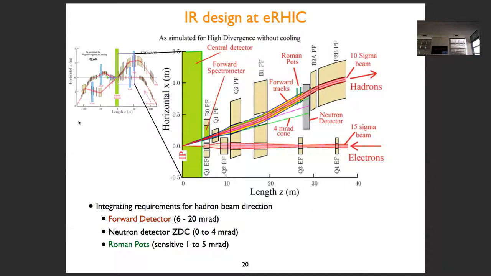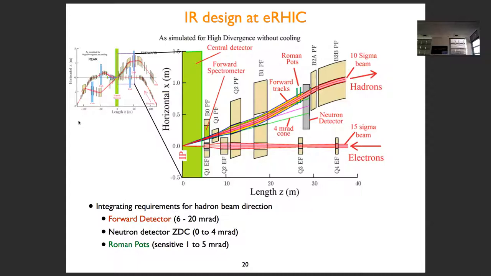And this is the summary of acceptance in terms of the angle. So neutron detection is plus or minus 4 milliradian. And the Roman pot is about 1 to 5 milliradian. And the forward detector is this first dipole, where you put some detector components. When beam energy is lower, you can go to a larger angle to cover a similar PT range. So this is the forward detector, 6 to 20 milliradian.